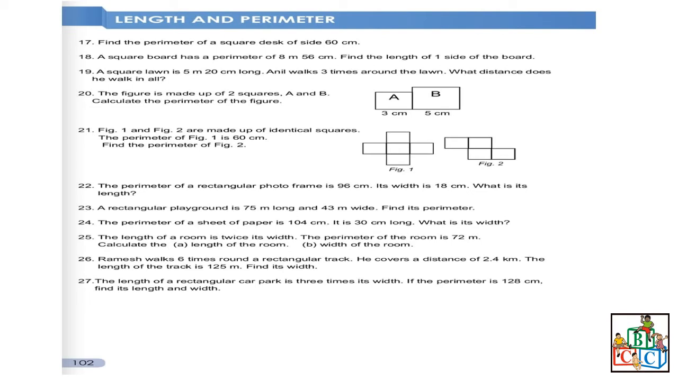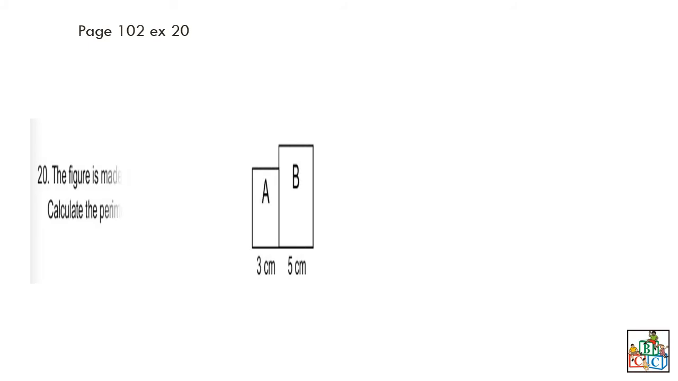But for number 20, let us take a look. The same page, exercise 20. So this is the question. The figure is made up of two squares A and B. Okay, this is the square, but here on the screen you will see it as a rectangle. Never mind, but it is two squares. So calculate the perimeter of the figure. So can you think about it? How are you going to do this?